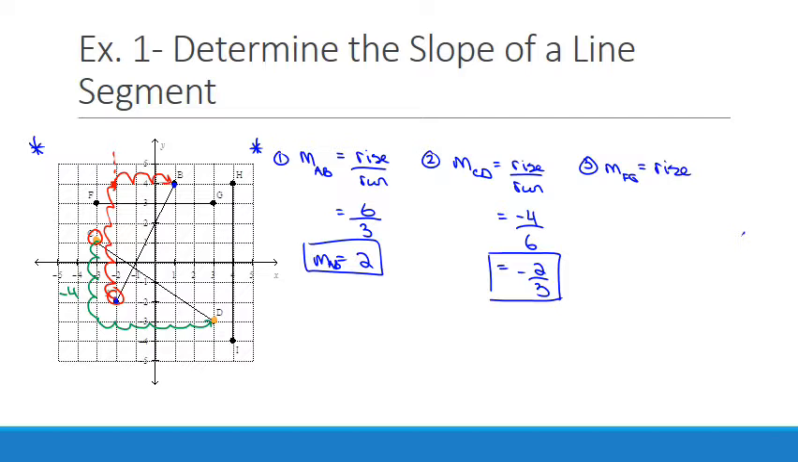Rise over run. Okay, again now, so you might be wondering, where's FG? F is right here. G is right here.